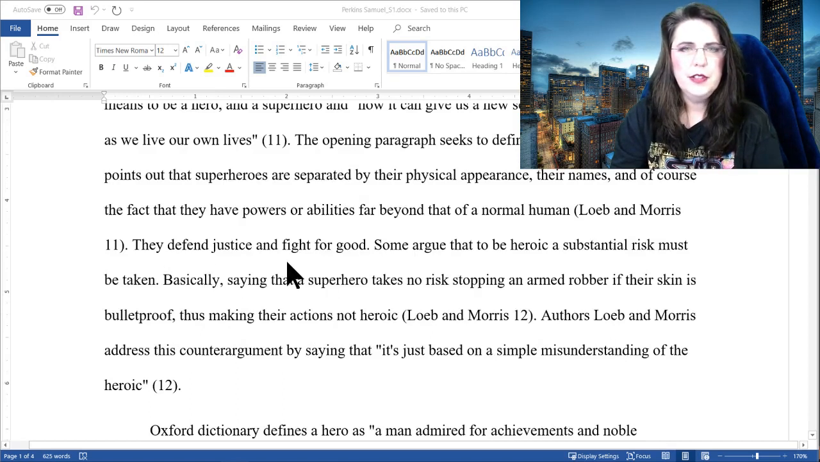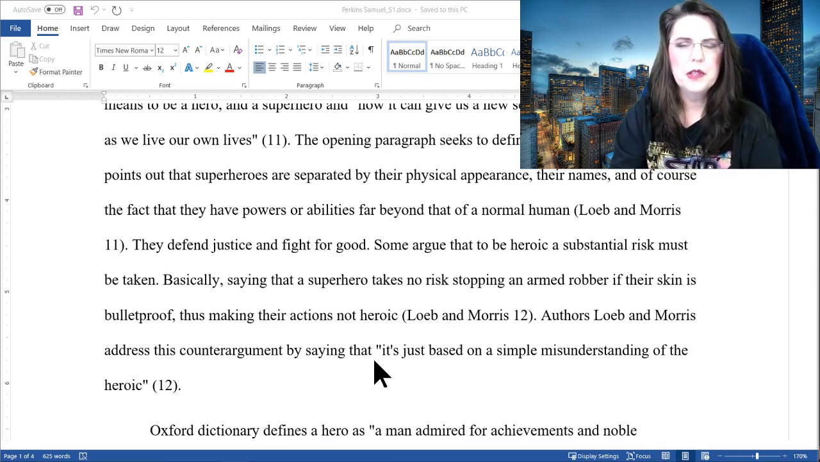They defend justice and fight for good. Some argue that to be heroic, a substantial risk must be taken, basically saying that a superhero takes no risk stopping an armed robber if their skin is bulletproof, thus making their actions not heroic. Authors Loeb and Morris address this counter-argument by saying it's just based on a simple misunderstanding of the heroic.